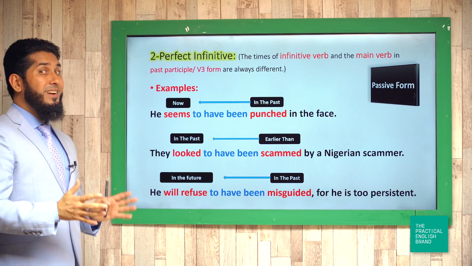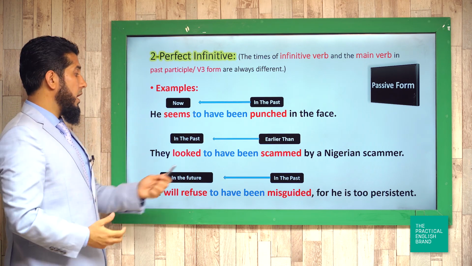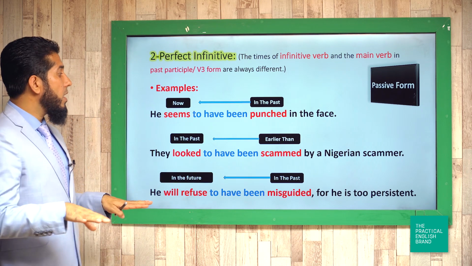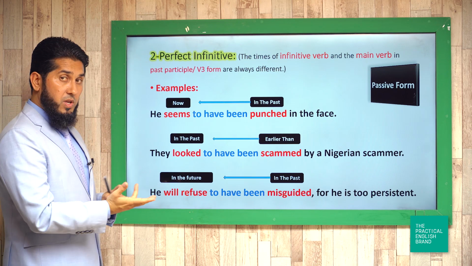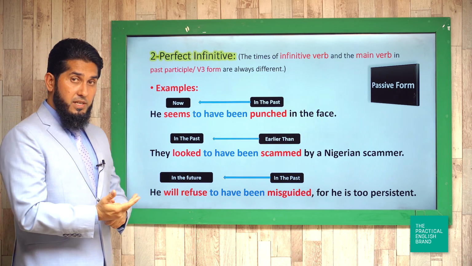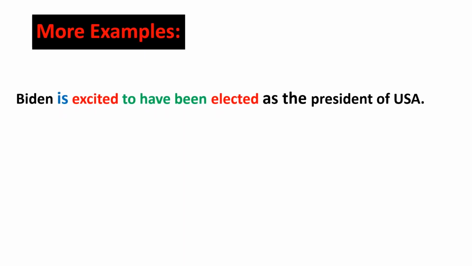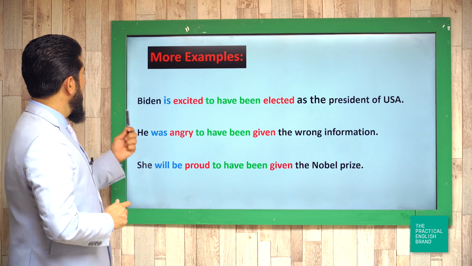Again, the times are different. He will refuse in the future, and misguided at present time or in the past. So these aren't the same times. The times of refuse and misguided, these two verbs, are different. Now let's have a look at some more examples to further clarify the point.